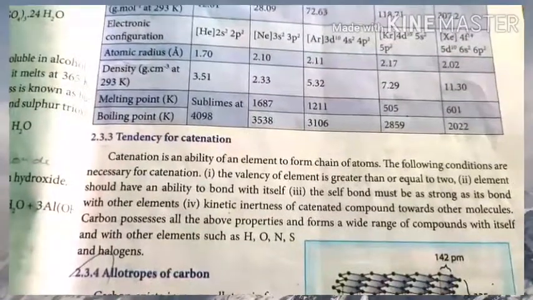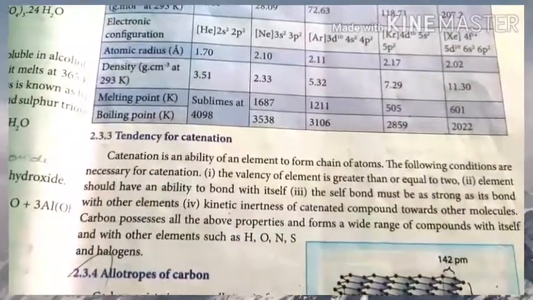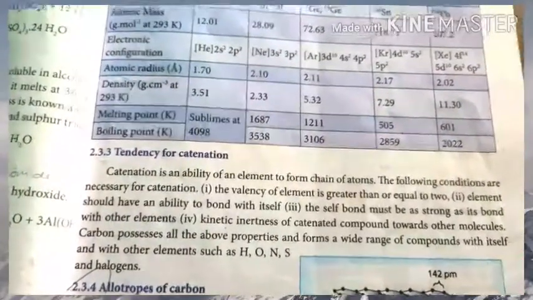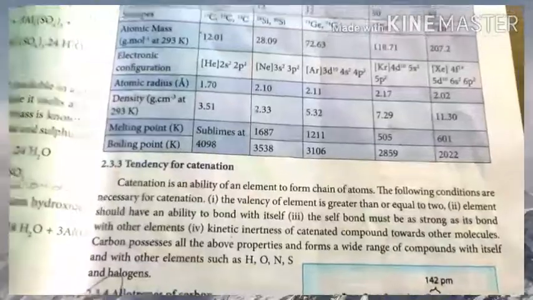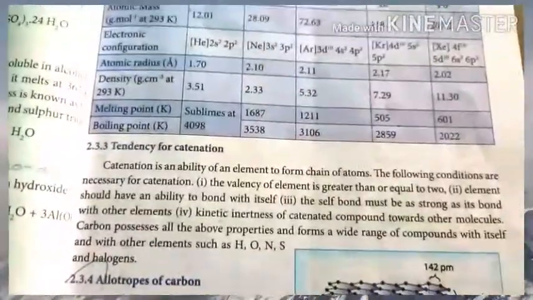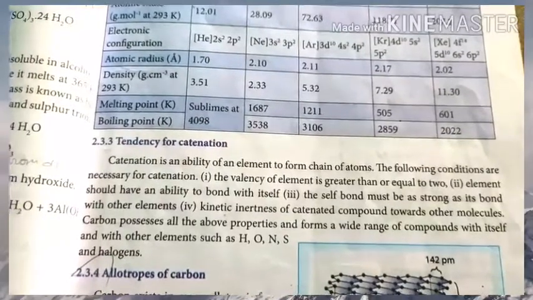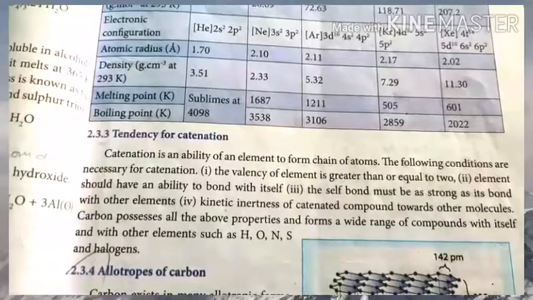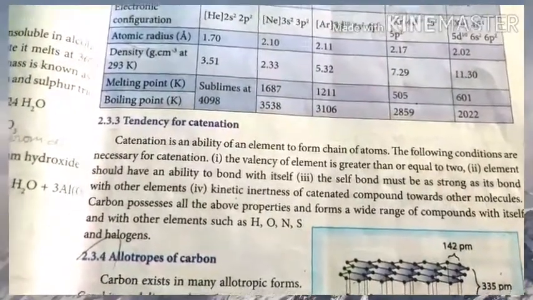The element should have an ability to bond with itself. The self bond must be as strong as the bonds with other elements. That's a much more important condition. So the C-C bond should be stronger than the C-X bond, where X is another heteroatom. There should also be kinetic inertness of catenated compounds towards other molecules. Carbon possesses all the above properties and forms a wide range of compounds with other elements.